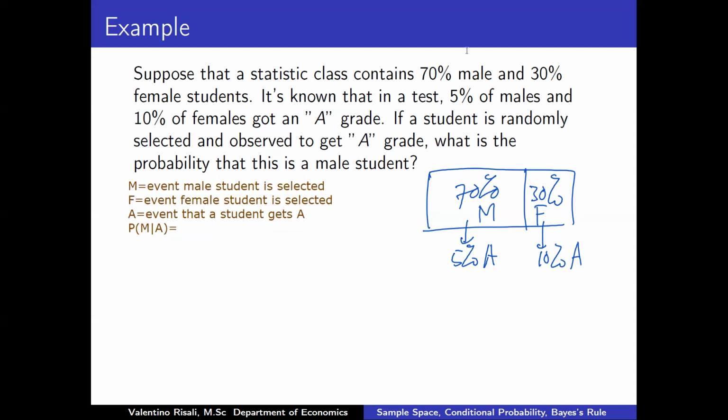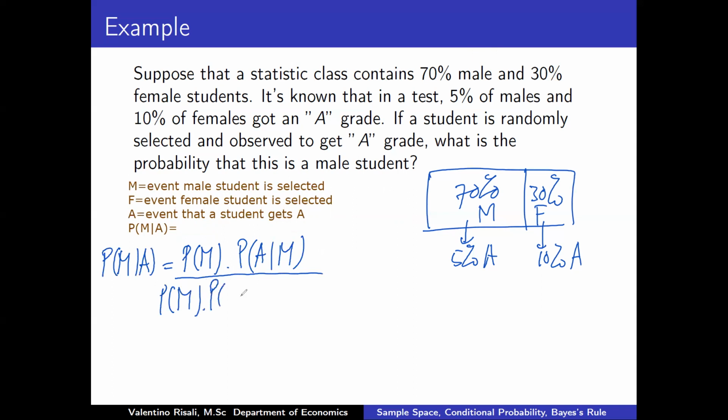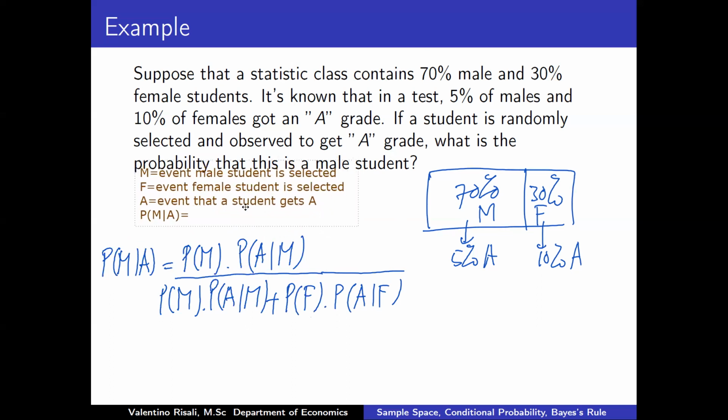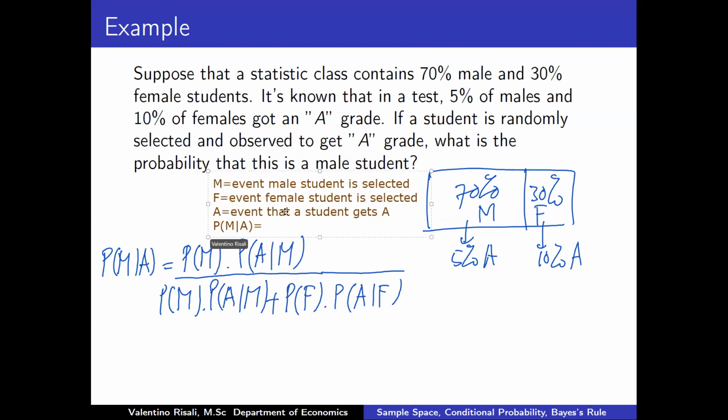And then we apply our formula. So the probability of M given that A is equal to P(M) times P(A given M) divided by P(M) P(A given M) plus P(F) times P(A given F). Okay, let's find all of these values.